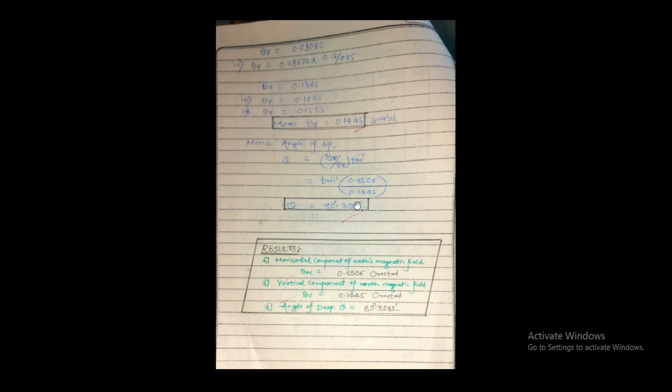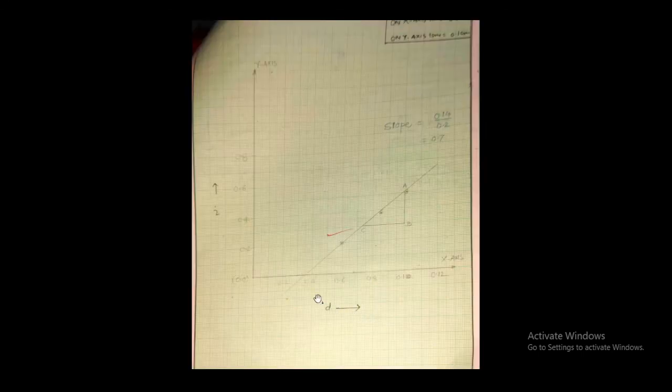BV and BH, the Earth's horizontal and vertical components, are measured in units of oersted, and the angle of dip, obviously, is measured in degrees. Now our final result: the horizontal component of Earth's magnetic field BH is equal to 0.65 oersted, whereas the vertical component of Earth's magnetic field BV will be 0.14 oersted, and the angle of dip theta equals 80 degrees. For that also we are plotting the graph of I versus D, that is, current versus deflection D.